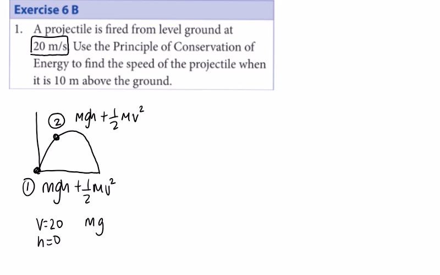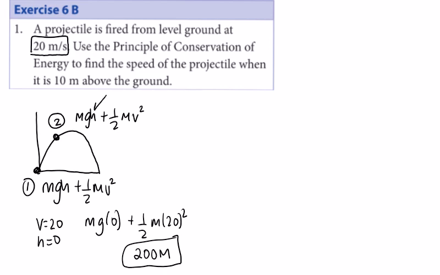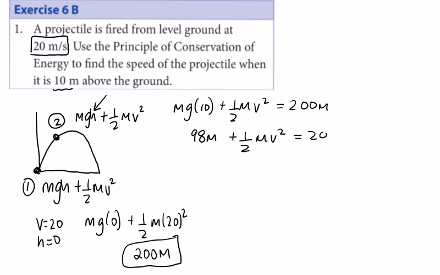So we have mg times 0 plus a half m by 20 squared. 20 squared is 400, so that's going to give me half 400, 200 m. So this has to be equal to, what's going on here? Well, we're looking for speed. We do have height, so this is going to put a 10 in here, 10 meters above the ground. So we have mg by 10 plus a half mv squared equals the 200 m below. So I have, convert my g, 9.8, 98 m plus a half mv squared. You get rid of your m when you want, is equal to 200 m.